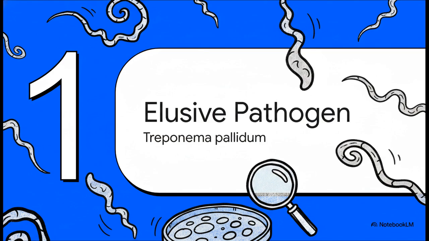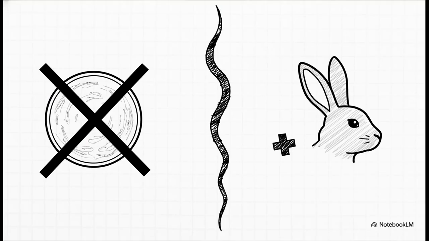Meet Treponema pallidum. So the actual culprit behind syphilis is a bacterium called Treponema pallidum. Structurally, it's a spirochete, which basically means it's a very slender, flexible, spirally coiled bacillus measuring about 6 to 20 micrometers long. But here's the critical hurdle for us microbiologists. This thing is a master of evasion.